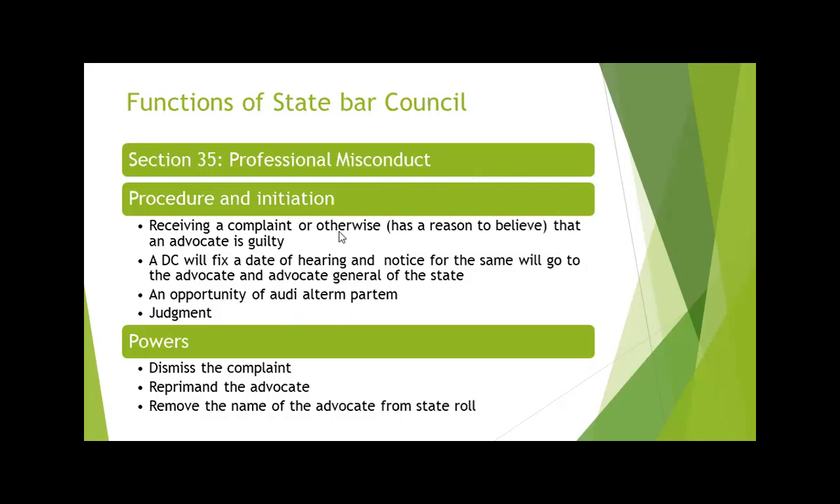After receiving a complaint, a disciplinary committee will be formed by the State Bar Council, and they will fix a date of hearing. For this date of hearing, the notice will be given to the advocate and the Advocate General of the state. Then why is there a notice and why is there a hearing?